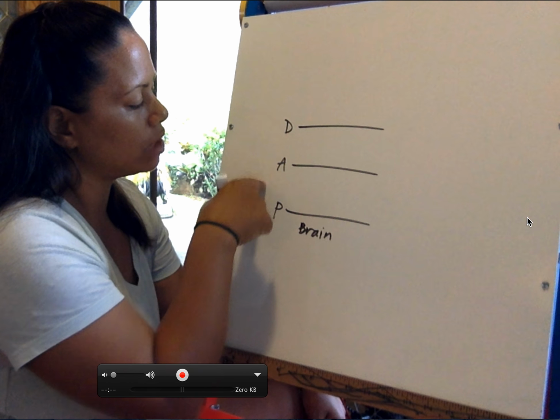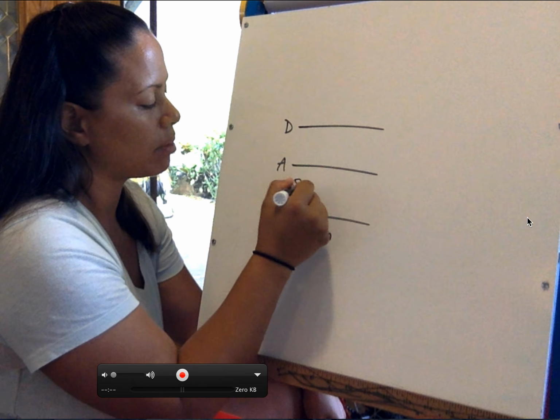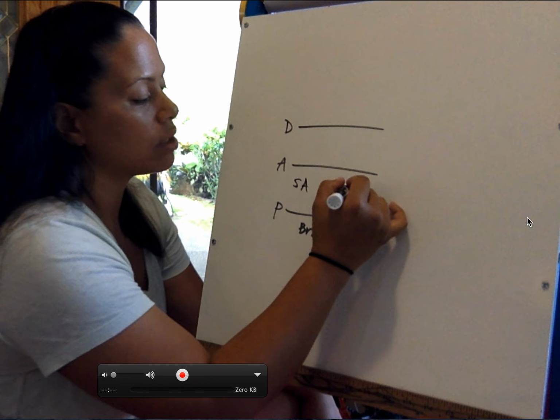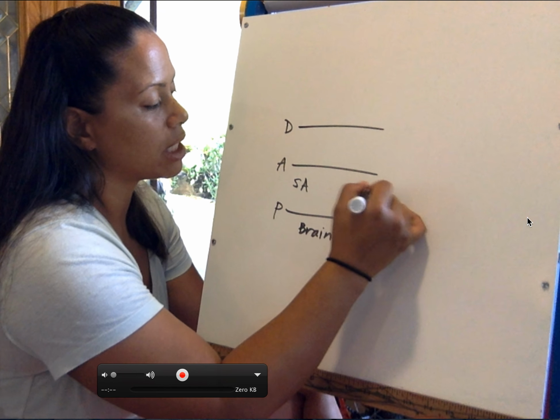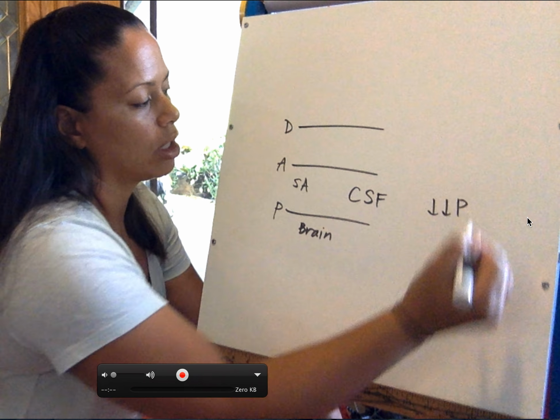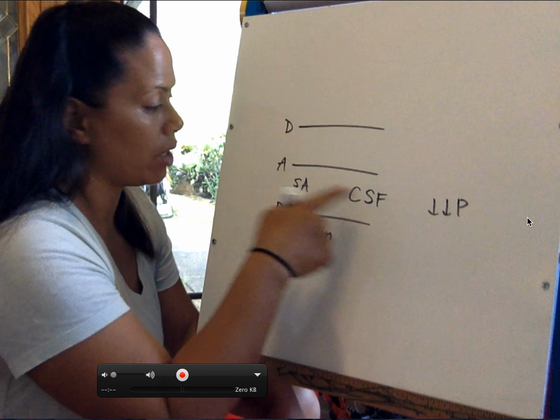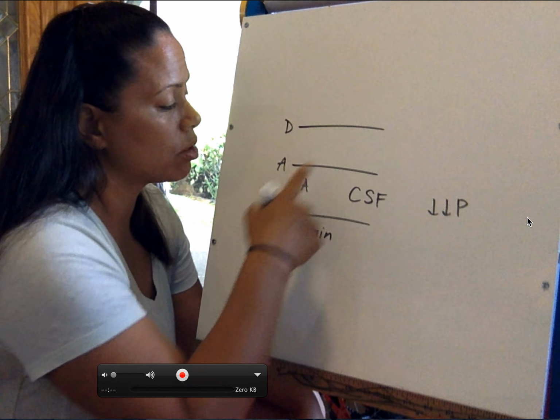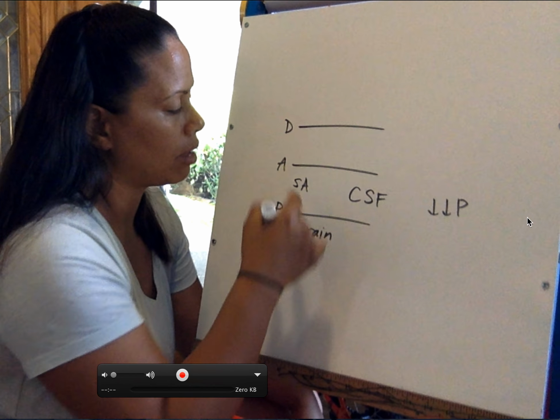Underneath the arachnoid is called the subarachnoid space. What we have in the subarachnoid space is CSF. It's a very low pressure fluid, and it washes over the brain and spinal cord. So we'll see this again when we do brain stuff.